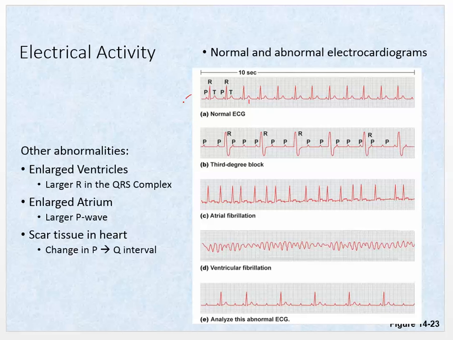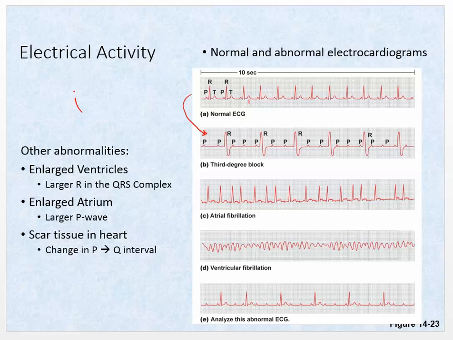Now, if we look at that and compare it to this one right here, what we see is the P wave. The atria are depolarizing very, very rhythmically. That means our SA node is functioning just fine. It's communicating with the atria, and the atria are depolarizing. The problem is, what's supposed to happen after the atria depolarize? You're supposed to have ventricular depolarization. Well, look, these ventricles are kind of doing their own thing.